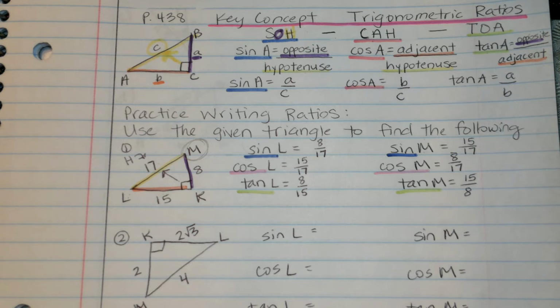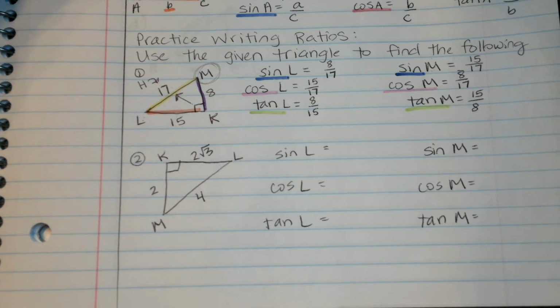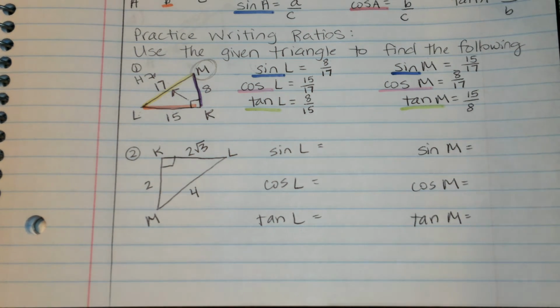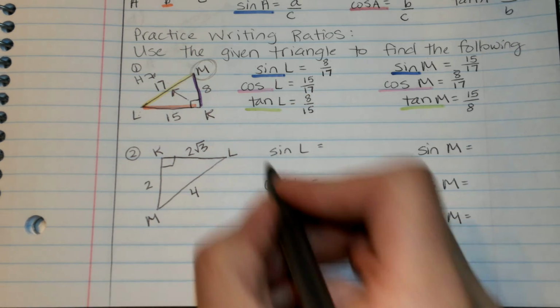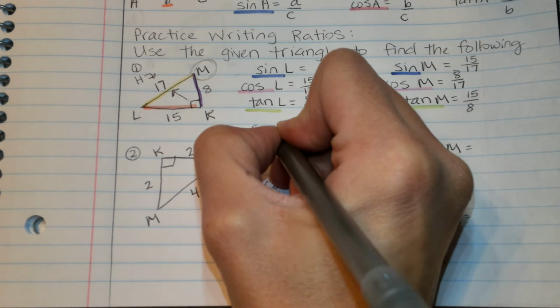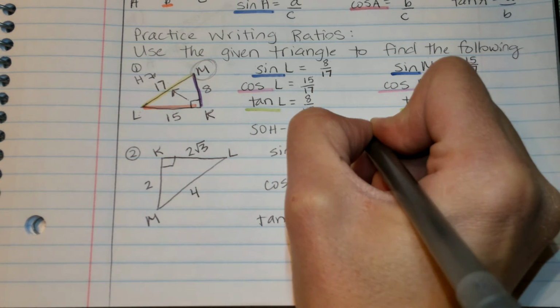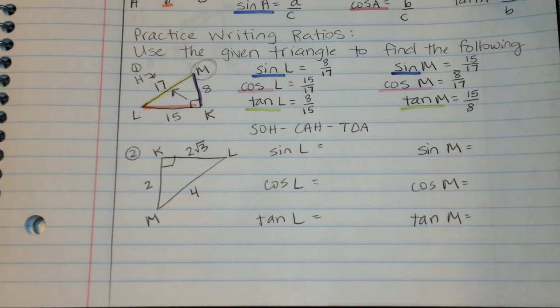All right, so let's practice that again with this one. I'm going to go a bit quicker, and I don't think I'll do as much color coding. Hopefully it all makes sense as I go. Since I can't see this part up here anymore, I'm going to rewrite SOH-CAH-TOA. And I'm just going to go over that with you again as I find each one.